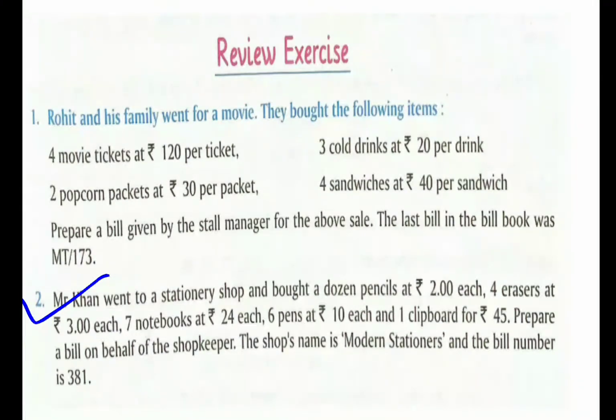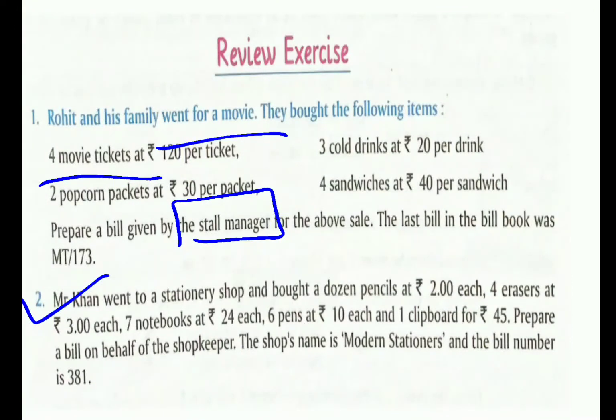Now see, Rohit and his family went for a movie. When they went, they bought the following items: 4 movie tickets at rupees 120 per ticket, 3 cold drinks at rupees 20 per drink, 2 popcorn packets, 4 sandwiches at rupees 40 per sandwich. Then you have to prepare a bill given by a stall manager. Here the stall manager name is written. Clear? But the address and the shop name are not written. You can write the shop name by yourself also, or if you leave it, that's also fine.